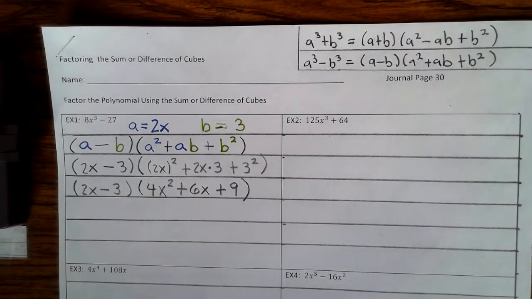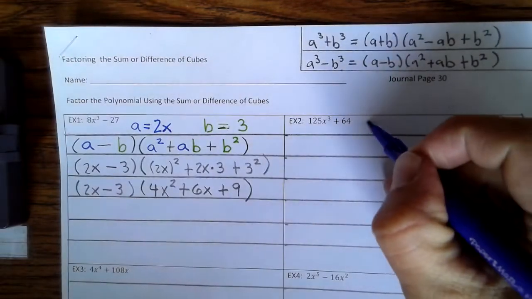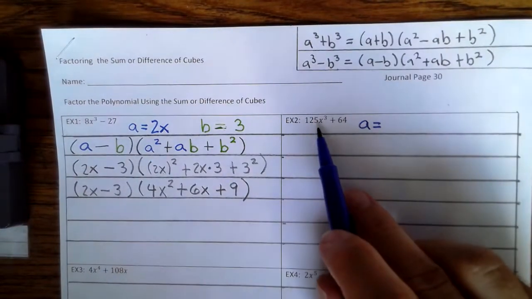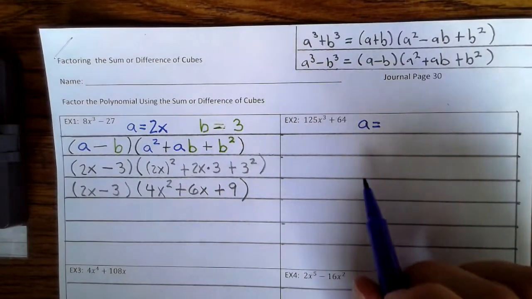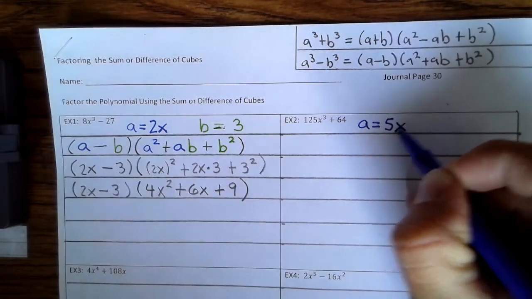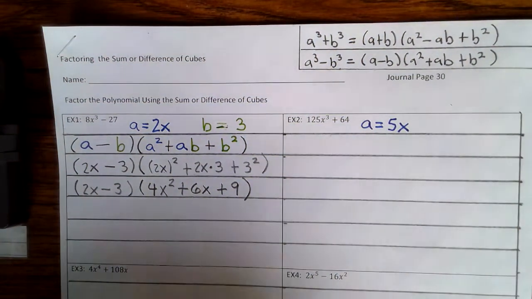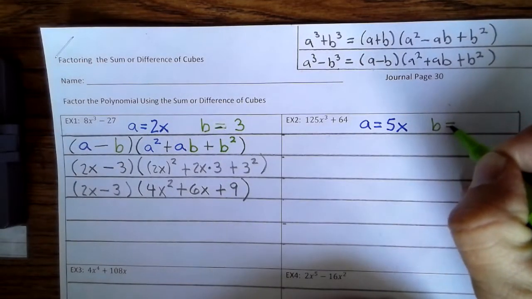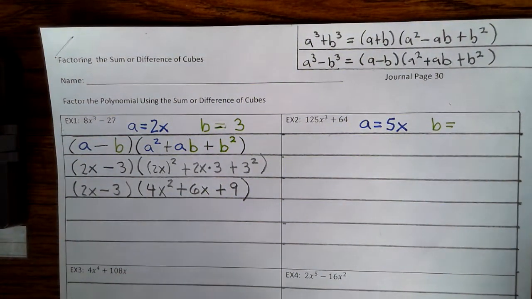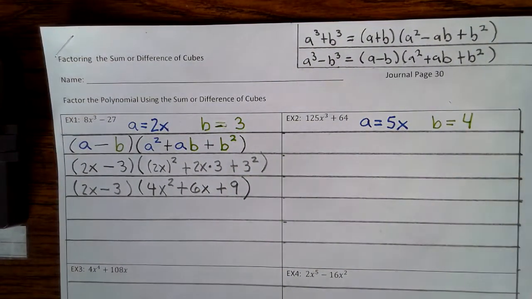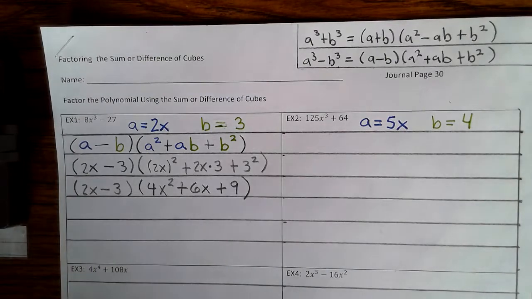Example 2. So we need to figure out what a and b are. So a equals, well, you have to figure out what cubed gives you 125x cubed. Well, the answer to that is 5 cubed gives you 125, and x cubed gives you x cubed. So a is 5x. And then b equals, well, what cubed gives you 64? The answer to that is 4.